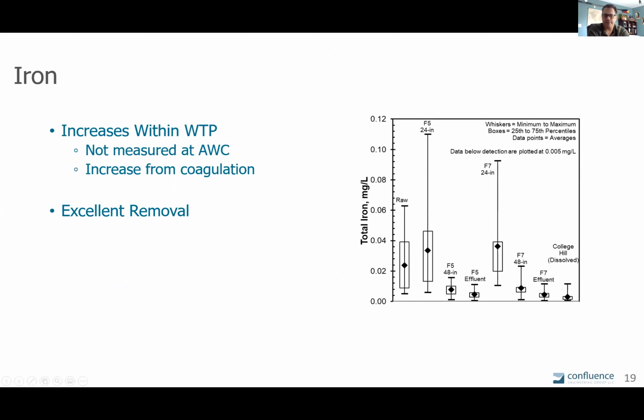Well, we looked at iron, and we see here on the left of that graph the raw water, and going onto the filters, those two bars that are high there, filter 5 and filter 7, about 24-inch iron levels going onto the filters, and then being captured by the filters. You see iron very low. There's excellent capture and removal of iron. Remember, they have ferric chloride, the iron-based coagulant, going through treatment. And so there's basically very good capture of the iron going through the filters before the distribution system.